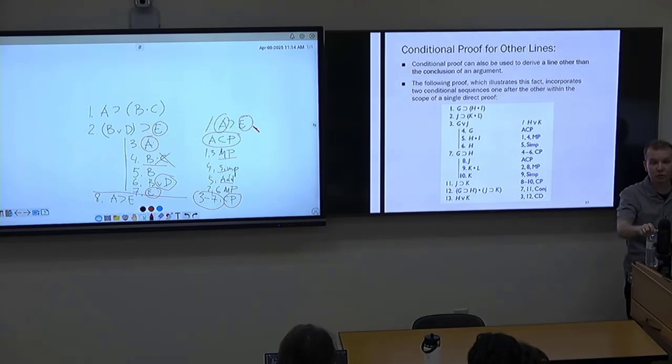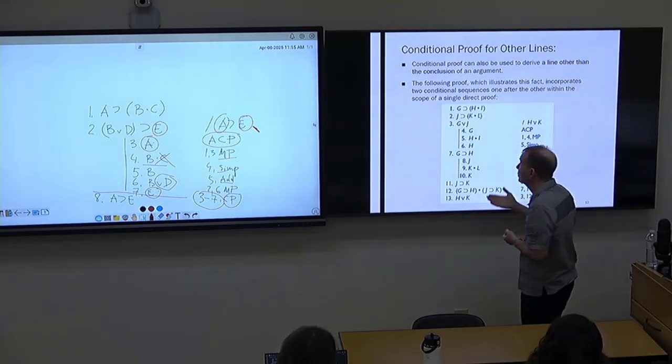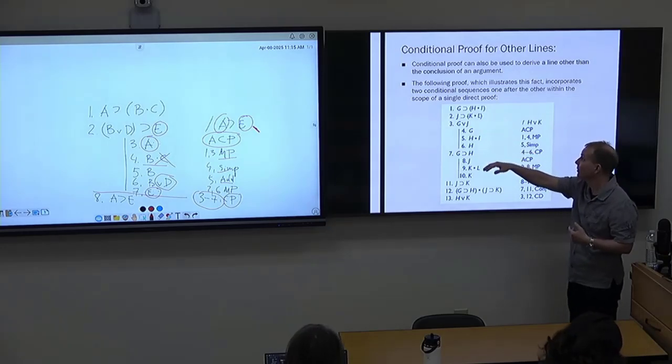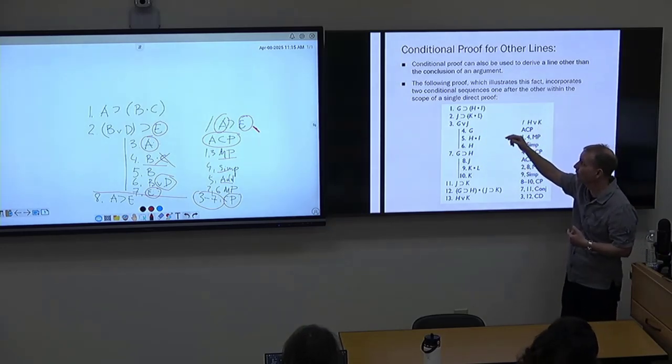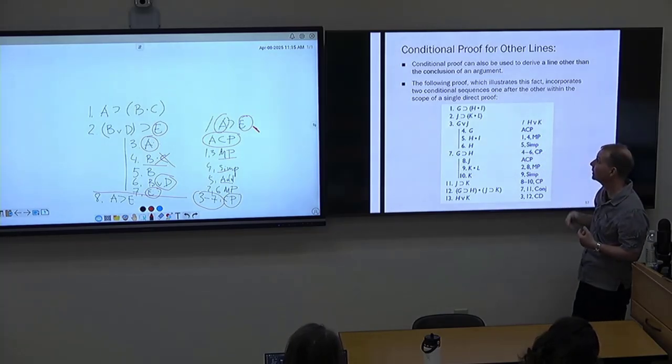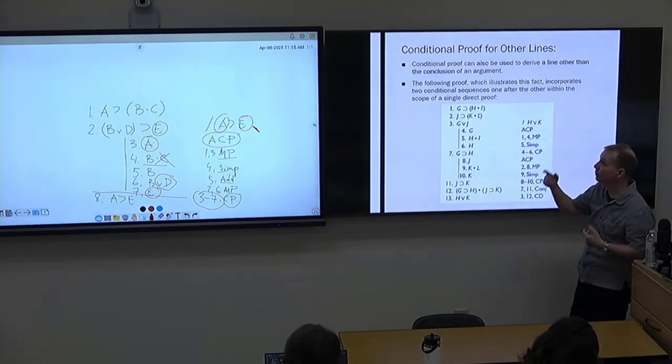You can also use it within an argument for other lines. It doesn't have to be a conclusion. So this is an example of how you can work with other conditionals. Here you don't have the conditional in the conclusion. However, you have a conditional here and you have a conditional here. Now you can do the same thing as we just did.